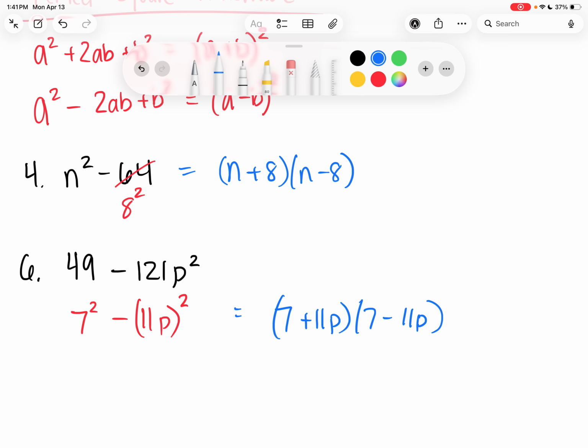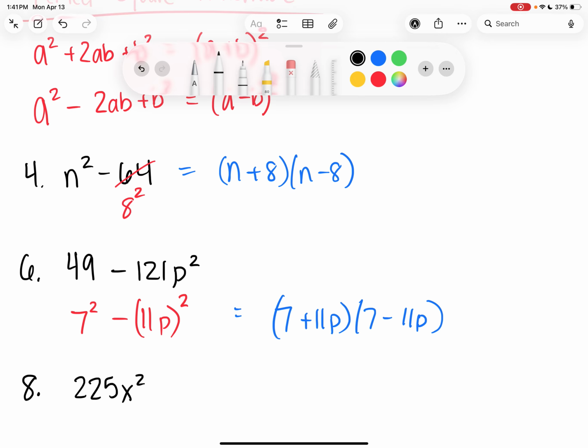But do we write 121p, or does that have to be 11? It can't be 121 because when you FOIL it back, if you had 121 times 121, that's not equal to 121. It's a difference of squares, so they have to be things that are squares for us to do it.